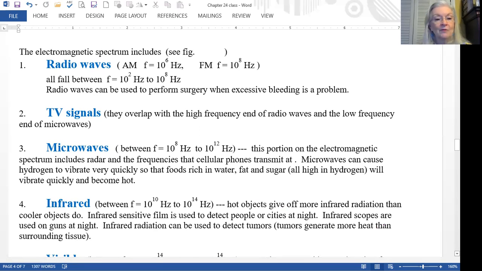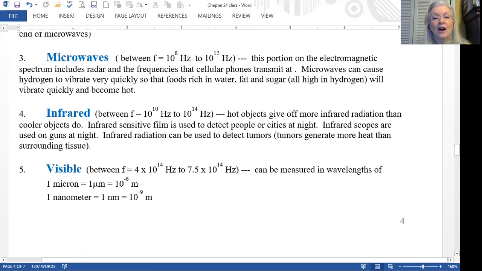Infrared radiation. If you have a hot object, it gives off infrared radiation. All objects emit some infrared radiation, but the hotter the object, the more it emits. Night vision goggles detecting the infrared. So a live person is going to emit a different amount of infrared radiation than the soil around them. It comes in handy sometimes.